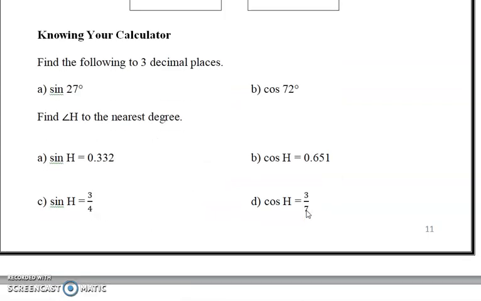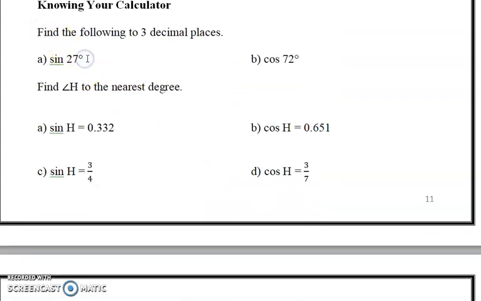What we're going to do first is make sure we are familiar with these on our calculator. Of course, like I mentioned in the previous lesson, make sure your calculator's in degrees. You're just going to go to your calculator, hit sine 27, close your bracket if you need to, and hit enter.